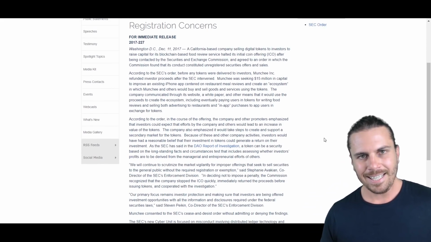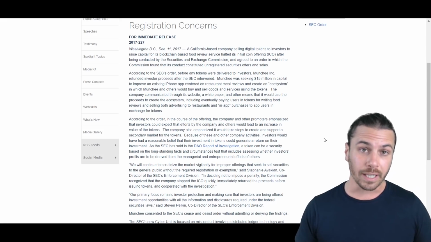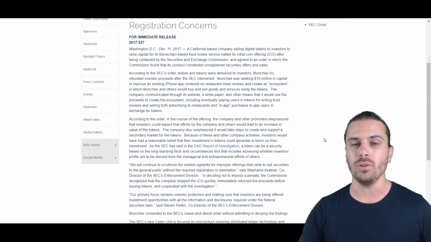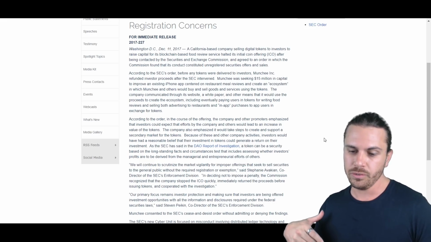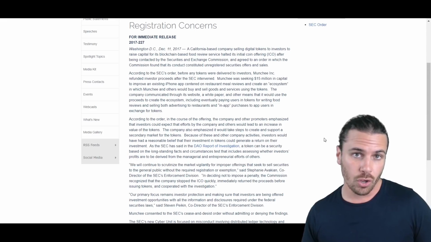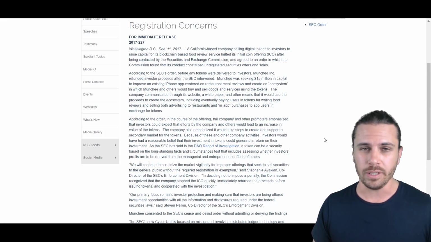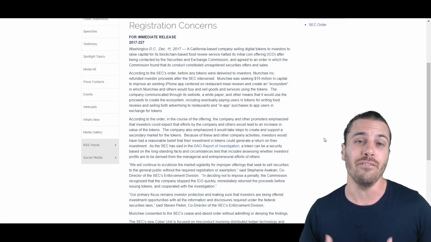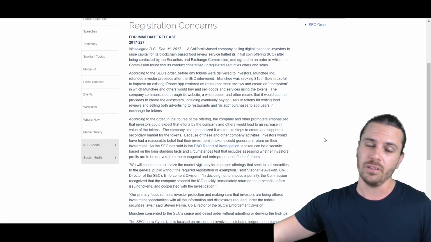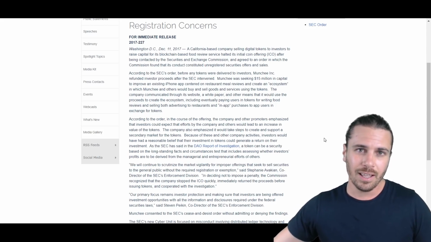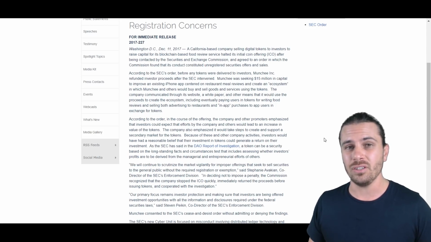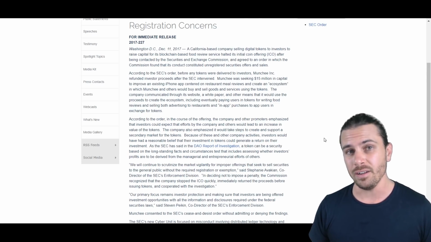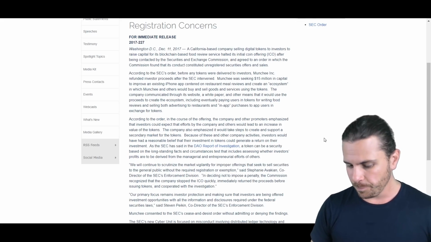So basically, the SEC looked into Munchie during its ICO and identified that the tokens it was giving out in exchange for Ethereum and Bitcoin during that ICO sale were actually classed as a security. And because they hadn't registered with the SEC and gone through those governance procedures that companies need to if their tokens are securities, they had to shut down. They had to close the ICO and refund participants.